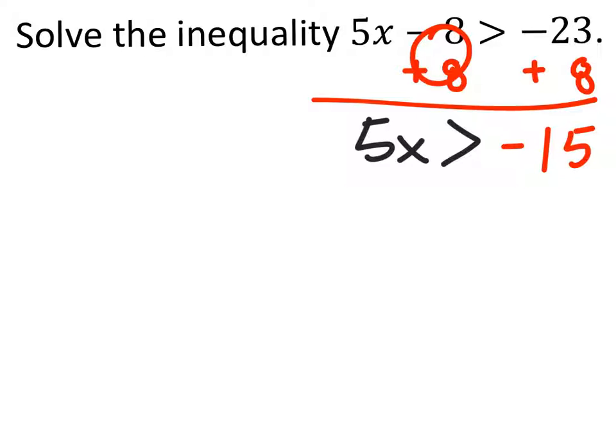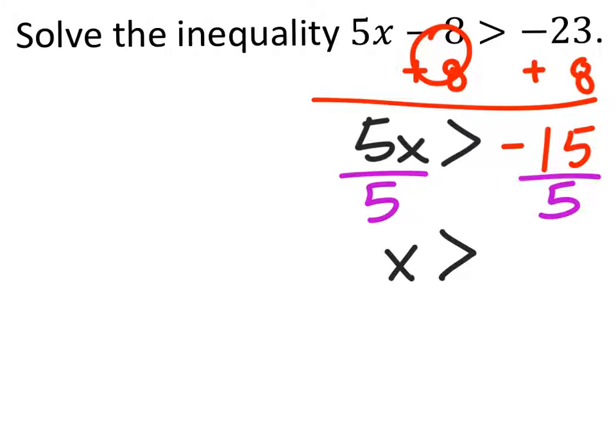Now this is the point where we're going to divide on both sides. But what will we divide by? We're going to divide both sides by a positive 5, so it's not going to affect the inequality. So 5 divided by 5 is 1. We still have x is greater than negative 15 divided by 5, which is a negative 3.